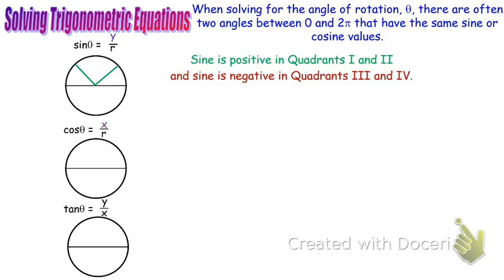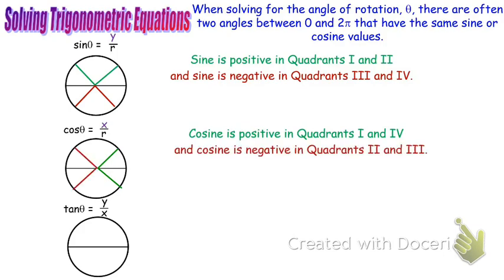Cosine is a measure of x over r. X's are positive in quadrants 1 and 4, so cosine is positive in quadrants 1 and 4. Cosine will be negative in quadrants 2 and 3 because that's where x's are negative.